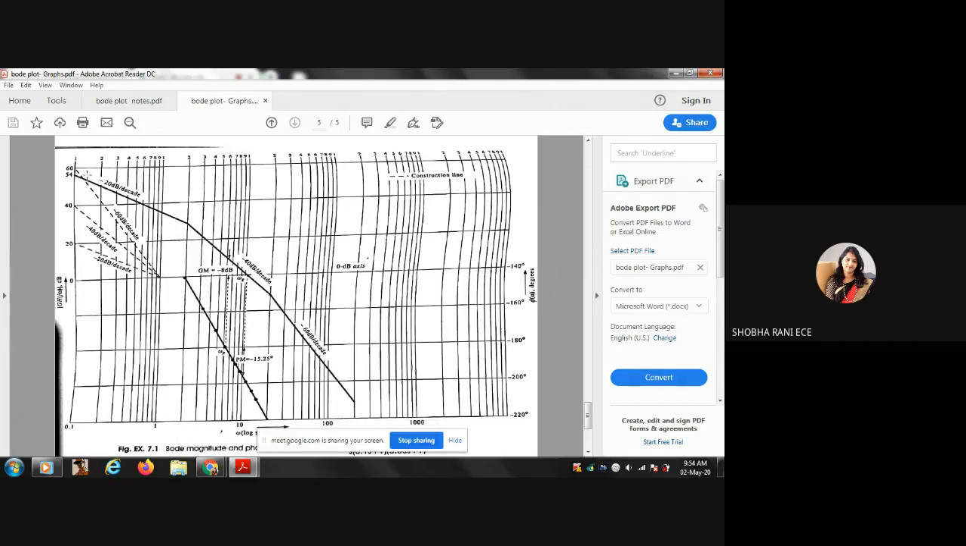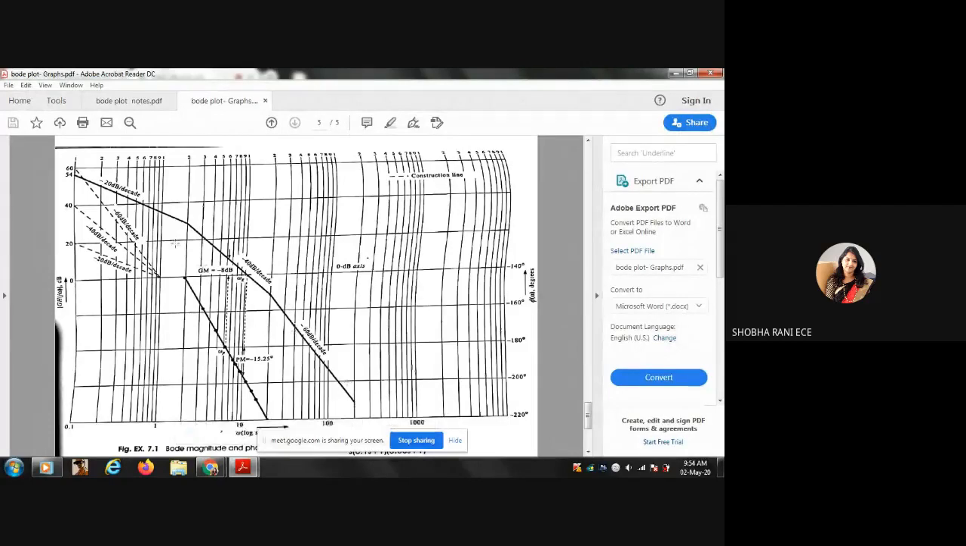So this angle, because I need to draw a line parallel to 60 dB per decade. So now draw a horizontal line, measure angle Z, and draw a line with slope minus 60 dB per decade till the end. So this is how you sketch the magnitude plot.